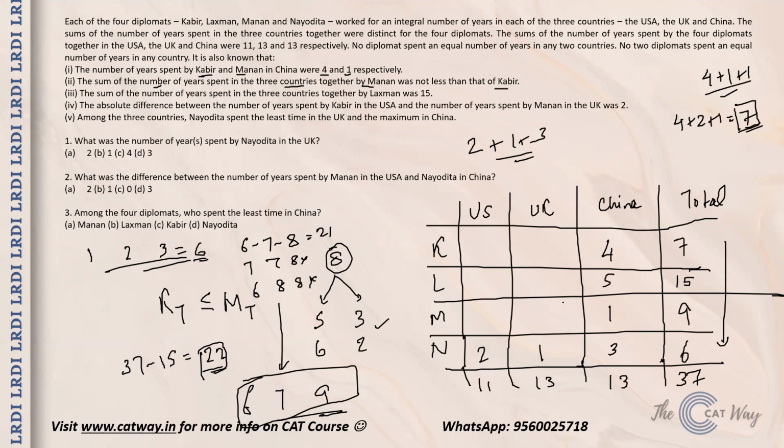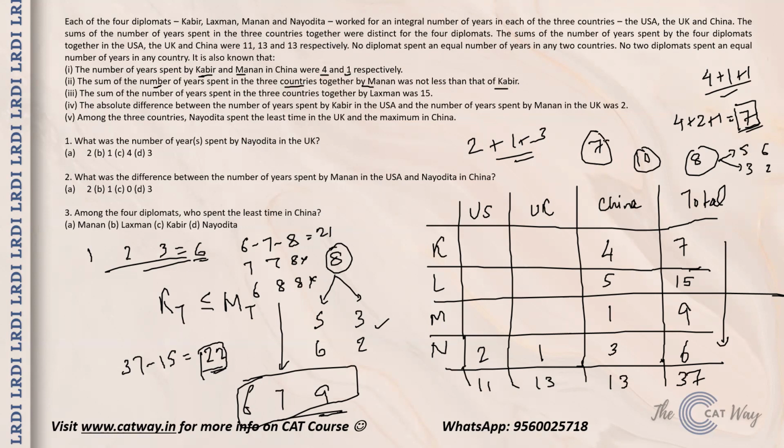ठीक है, अच्छा, now you see that for Kabir you have 2 columns left and you have to fill up a 7. For Lakshman you have to fill up a 10, and for Manan you have to fill up a 8 from 2 columns. ठीक है, now for Manan, the possibilities are a 5 and 3, or a 6 and 2. ठीक है, these are the only possibilities. There is no 4 and 4 possible. There is no 7 and 1 possible.